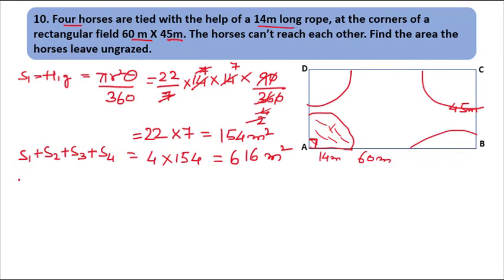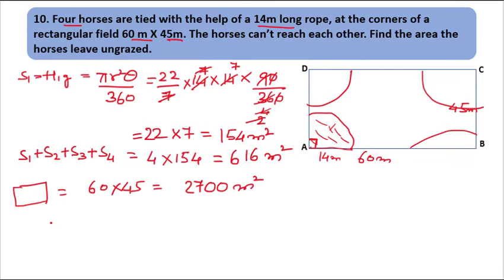Okay, now what is the area of the rectangular field? The area of the rectangular field is length into breadth. So that is equal to 60 multiplied by 45. Okay, so this is equal to 2700 meter square.